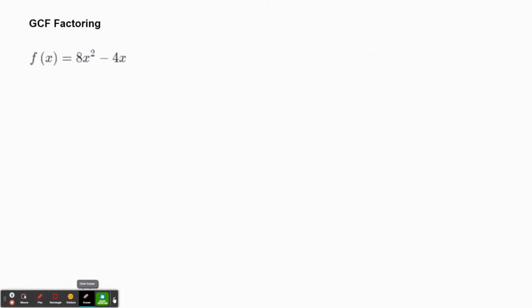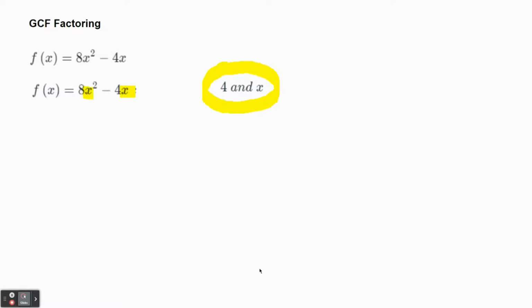Here's another example. We're going to factor the function f of x equals 8x squared minus 4x. So what do they have in common? Well, they both have 4 in common. We could factor or undistribute a 4 from both of these terms, but they also have an x. So in other words, we're going to pull out 4x, or divide both terms by 4x. We're undistributing it, which leaves us 2x minus 1 in the parentheses.